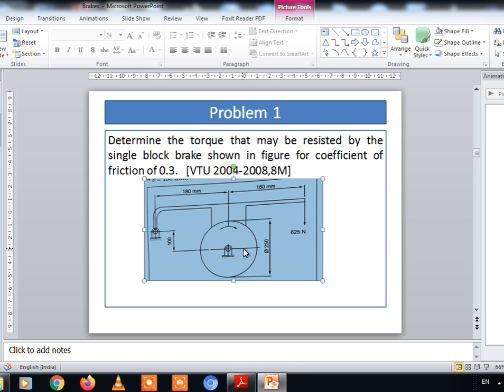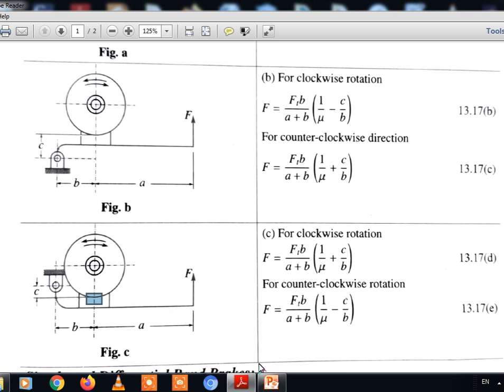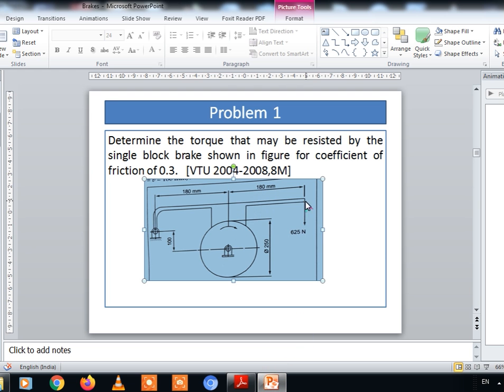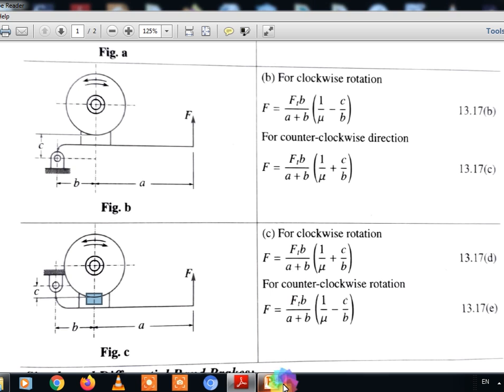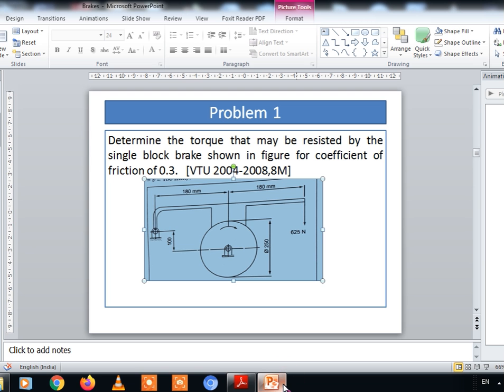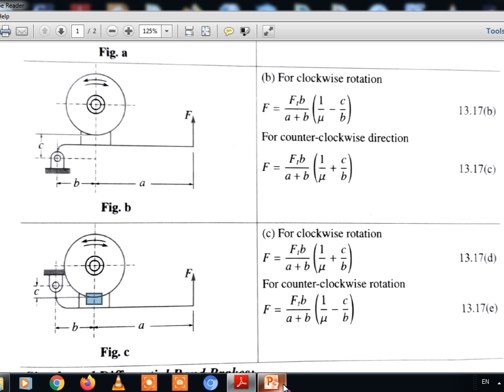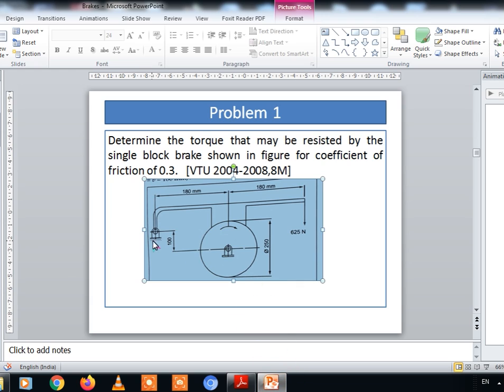In this case, as you can see, this is the third case as per our equation, where A and B are equal, which are 180 mm. Similarly, he has not directly given the distance C, but he has given the distance from the fulcrum to the axis of the drum. This distance he has given as 100. So C is the distance from the tangential force application to the fulcrum.